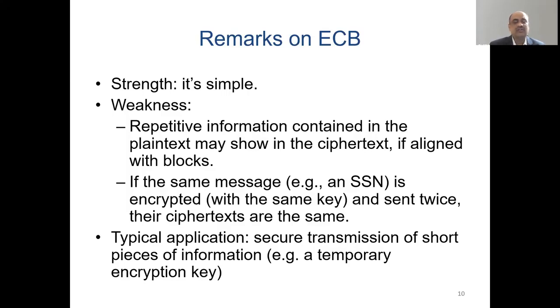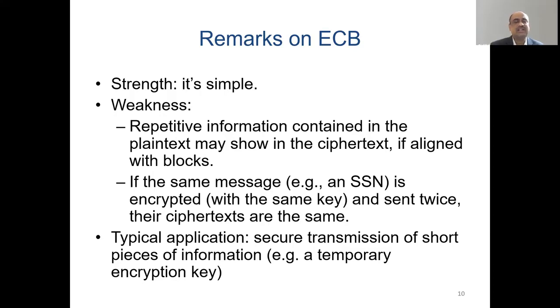So in the example we gave, if the SSN is sent twice, we will get the same cipher text for the same SSN number since the keys are the same. This is the major disadvantage of ECB. So pattern matching can happen. Whoever wants to attack, on seeing the pattern of the information, may be able to identify what type of information is being transmitted.